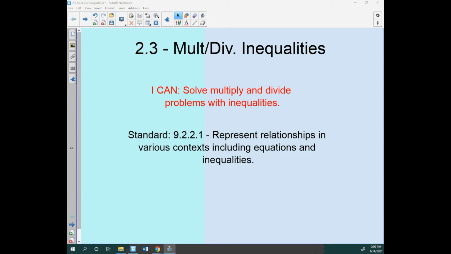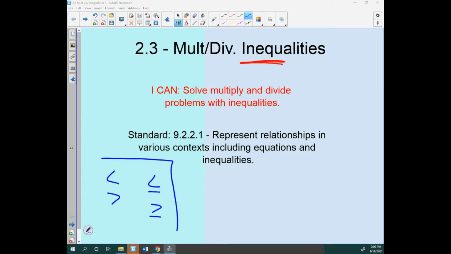All right, how's everybody doing? It's me, Mr. Beak. Today we're going to talk about 2.3, multiplying and dividing inequalities. In case you can't remember what inequalities are, they're the less than or greater than signs, also the less than or equal to, greater than or equal to signs. Anytime you see one of those, know it's called an inequality because it's not equal, okay?